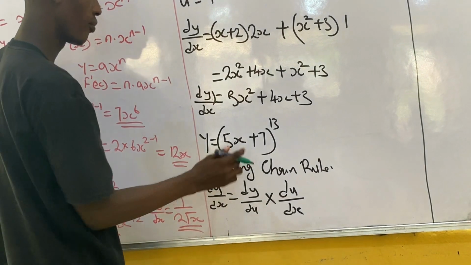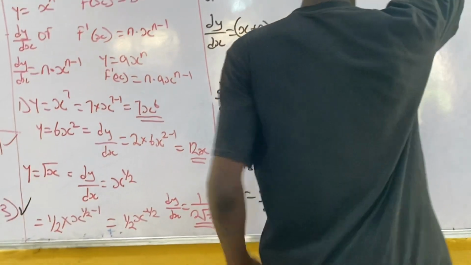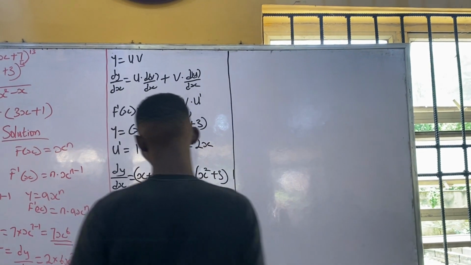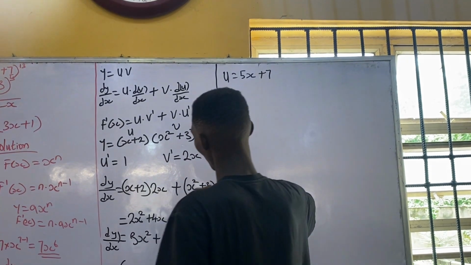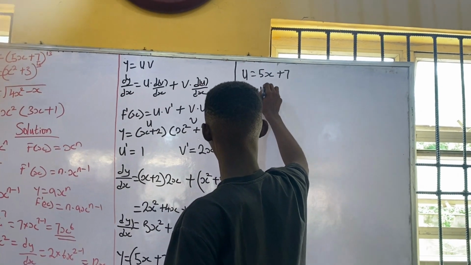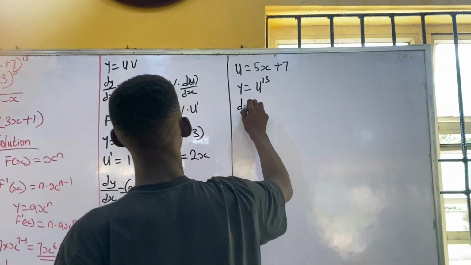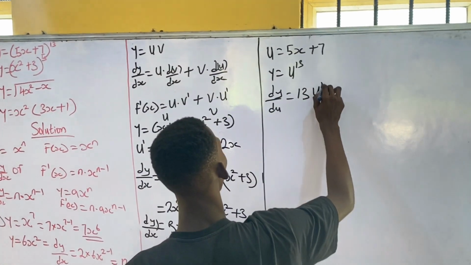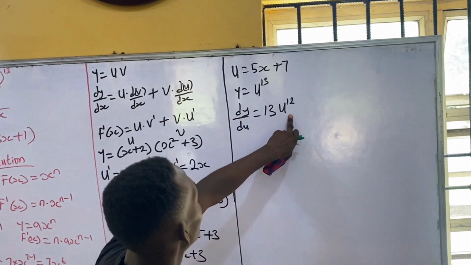So now, let us represent 5x plus 7 as u. Let u be equal to 5x plus 7. Therefore we can say our y is equal to u to the power of 13. So we can find dy over du. Therefore, dy over du is equal to 13u to the power of 12.